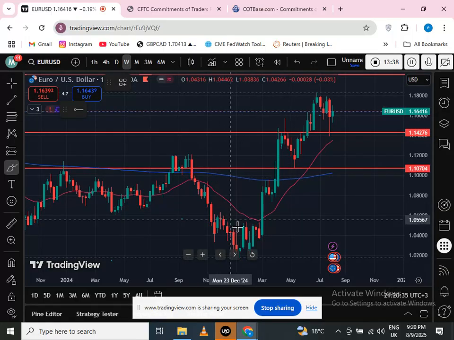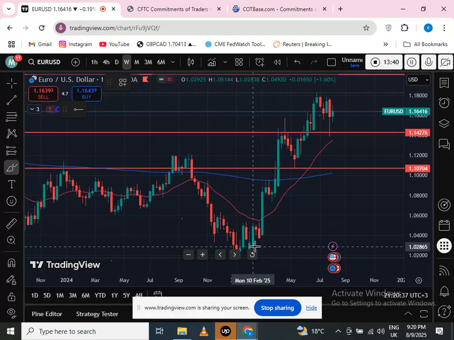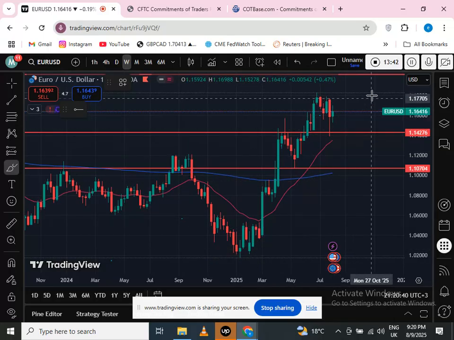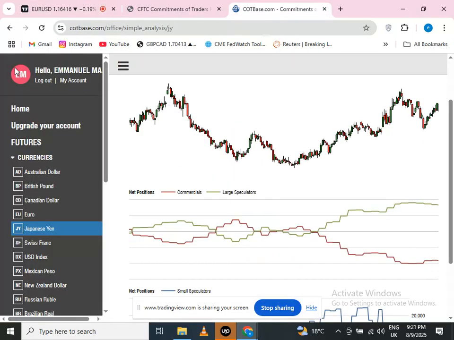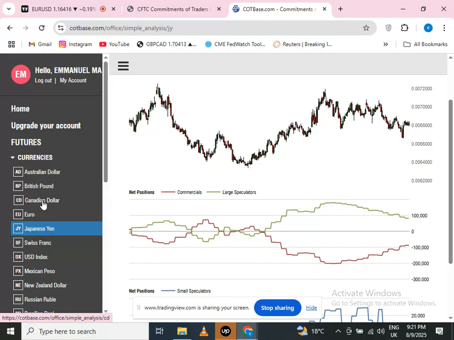This is USD, guys. You have been buying the USD since March. You have been buying this pair, and our main take profit on the USD is 1.120. This is due to what the large speculators are doing in the market, and also the macro, the fundamental approach. But today I'm going to look only at the COT report approach. So let's take a look at what they are doing in the market, the COT base.